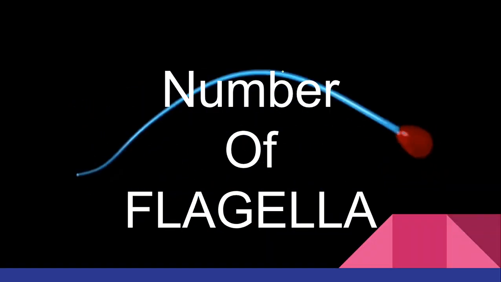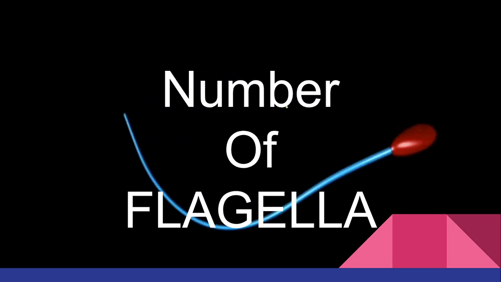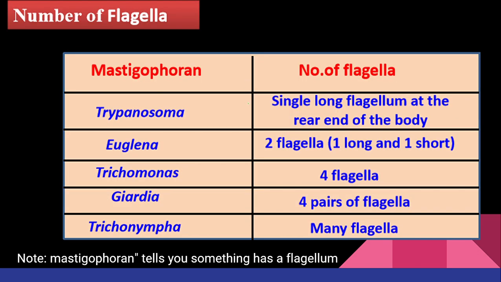Now, the next topic is about the number of flagella. When we talk about the number of flagella, I have made a table. Please make it like this so that it will be easy for you to understand. One column is Mastigophora and another column is the number of flagella. First understand the meaning of Mastigophora. Mastigophora is nothing but the organism or cell which has flagella. Any organism that has flagella, we call a Mastigophoran. For example, Trypanosoma. How many flagella are present? Only a single flagellum, at the rear end. What is the meaning of rear end? That is the posterior end, right?